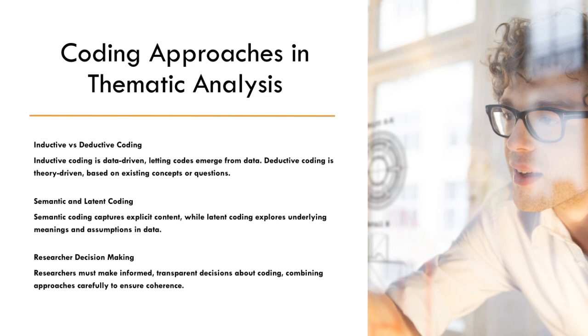As researchers, especially at the postgraduate level, it's crucial to make these decisions carefully and be transparent about why and how we choose our coding strategies. Sometimes combining both inductive and deductive methods can be effective, but this needs to be clearly justified to ensure the analysis remains coherent and methodologically sound.